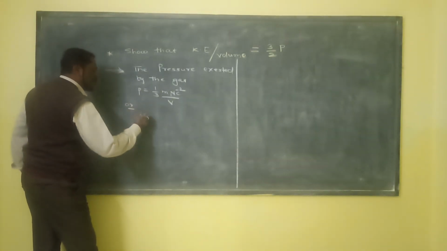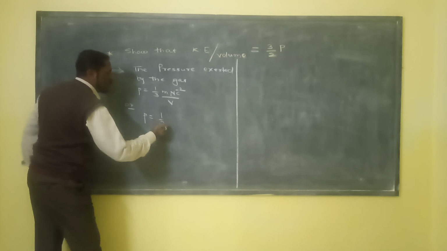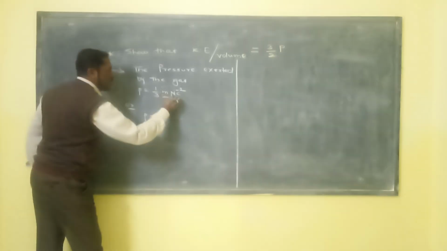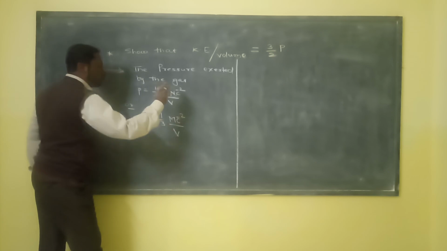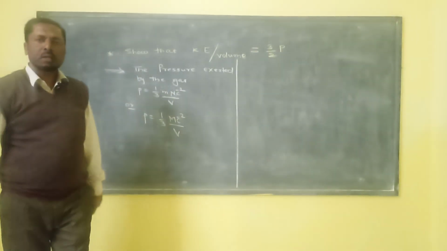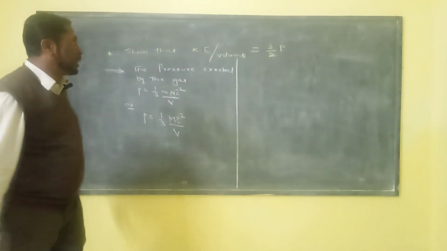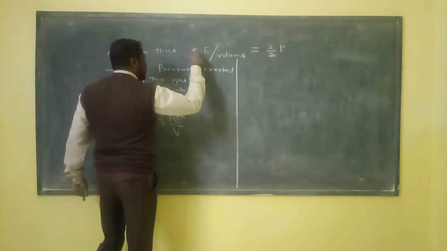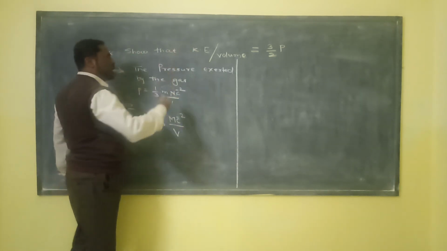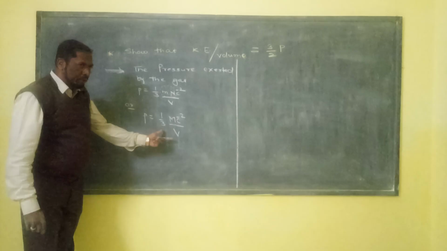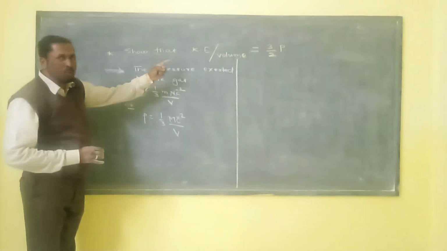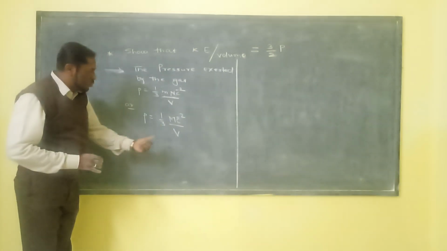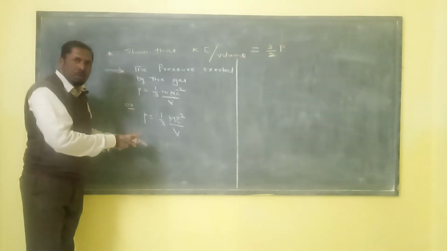Or it can also be written as P is equal to 1 upon 3, this factor we can write as capital M bar C square by V. Okay, so these are the two lines. Now watch the question carefully. In the question, kinetic energy is there. So we have to make the kinetic energy here. We have to do the arrangement as per the question. So make the answer in the form of kinetic energy.